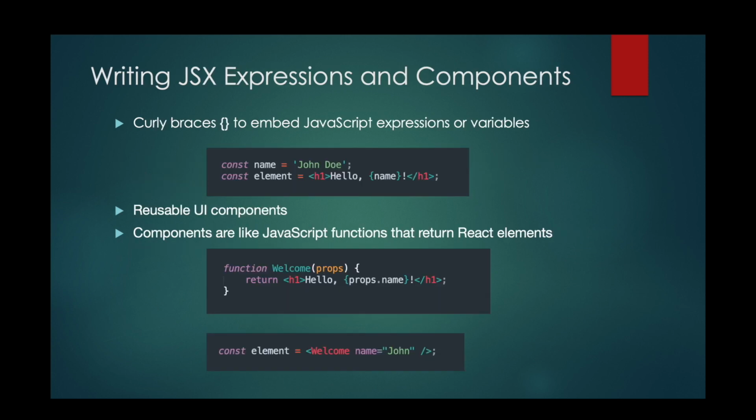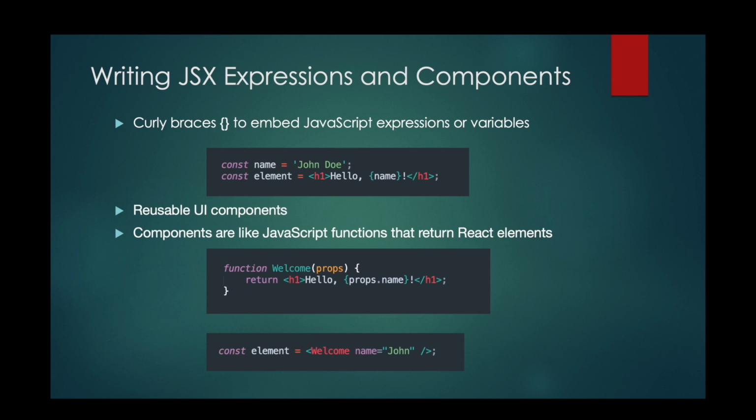Writing JSX expressions and components. In JSX, you can write expressions within curly braces to embed JavaScript expressions or variables. This allows you to dynamically generate content within your JSX code. Here's an example of using a JSX expression. Creating a constant name, John Doe, const element = <h1>Hello, {name}</h1>, using the name inside the curly brackets.